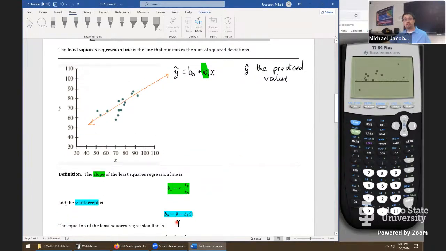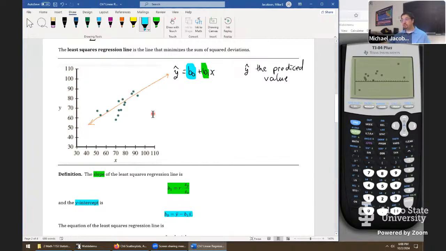Then you just calculate the y-intercept in this way. You take the mean of the y data, subtract the b1 value, slope from earlier, times the mean of the x data, and you get the y-intercept. So that's how that all comes together.